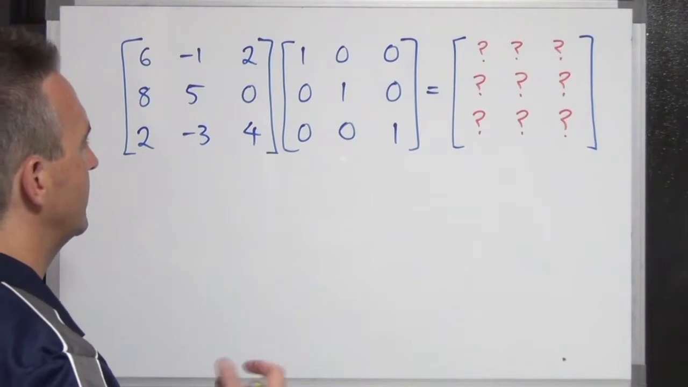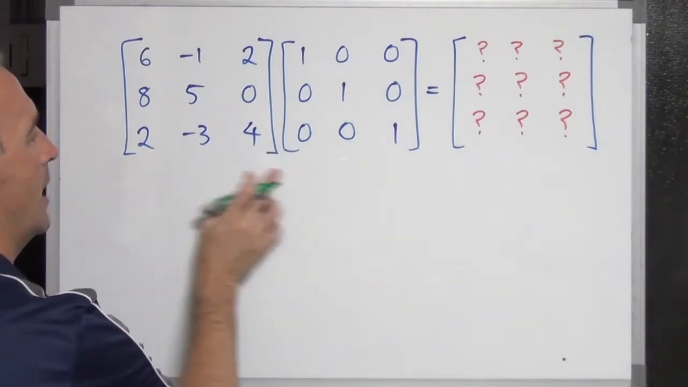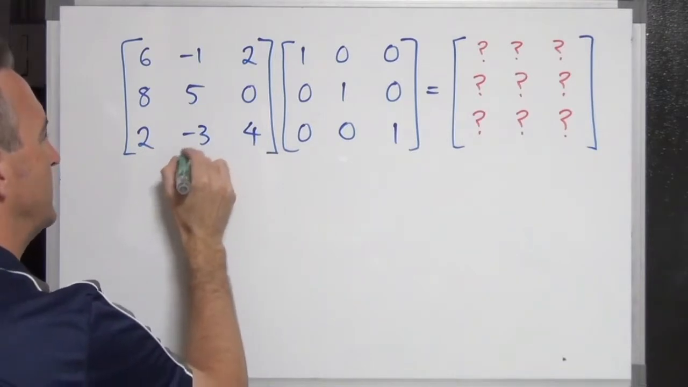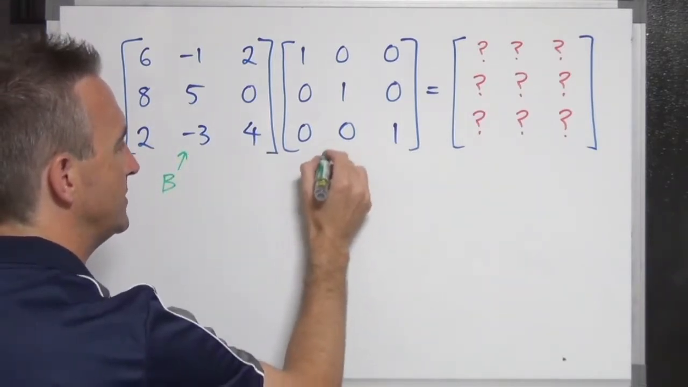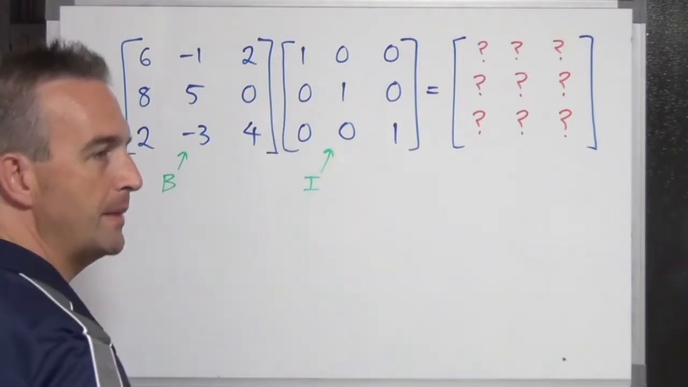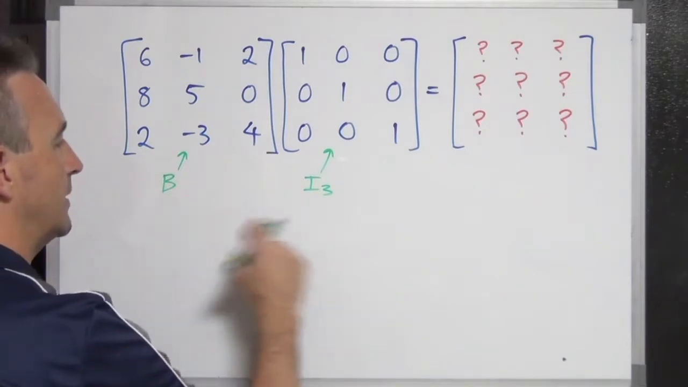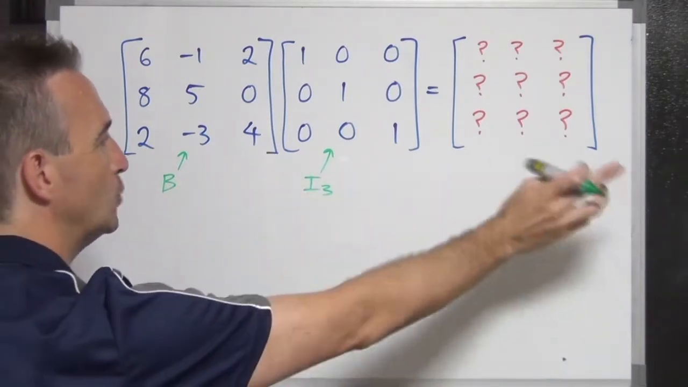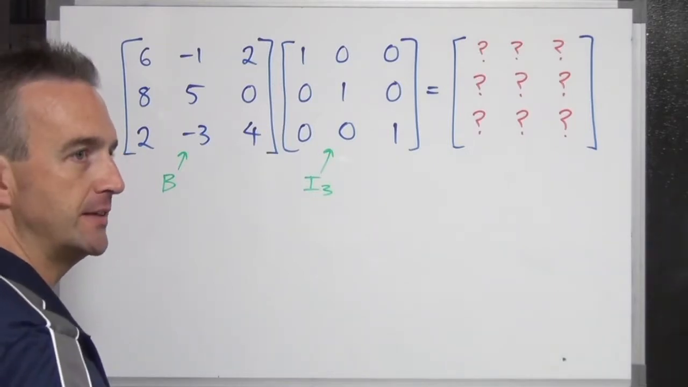So let's verify the 3 by 3 identity matrix. See if it actually works. Let's say we have some arbitrary matrix here. Let's call this matrix B. Here is our 3 by 3 identity matrix, I. Now we may as well call it I3. Will B times this identity matrix equal B again? That's what the rule states. Well, let's give it a try, see if it works.